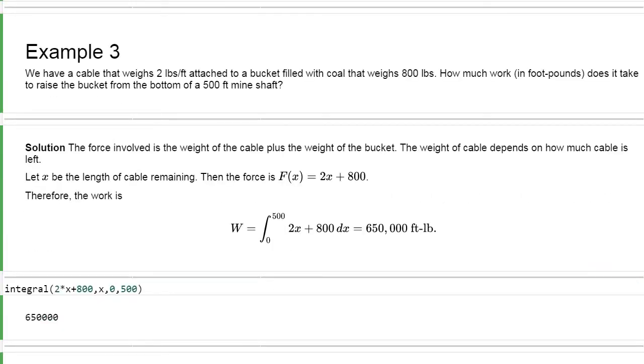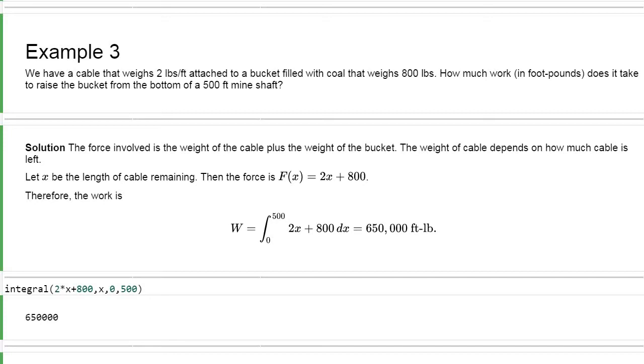Alright, here's another example. This doesn't have to do with springs. Let's say we have a cable that weighs 2 pounds per foot. It's attached to a bucket that's filled with coal that weighs 800 pounds. How much work in foot-pounds does it take to raise the bucket from the bottom of a 500-foot mine shaft?